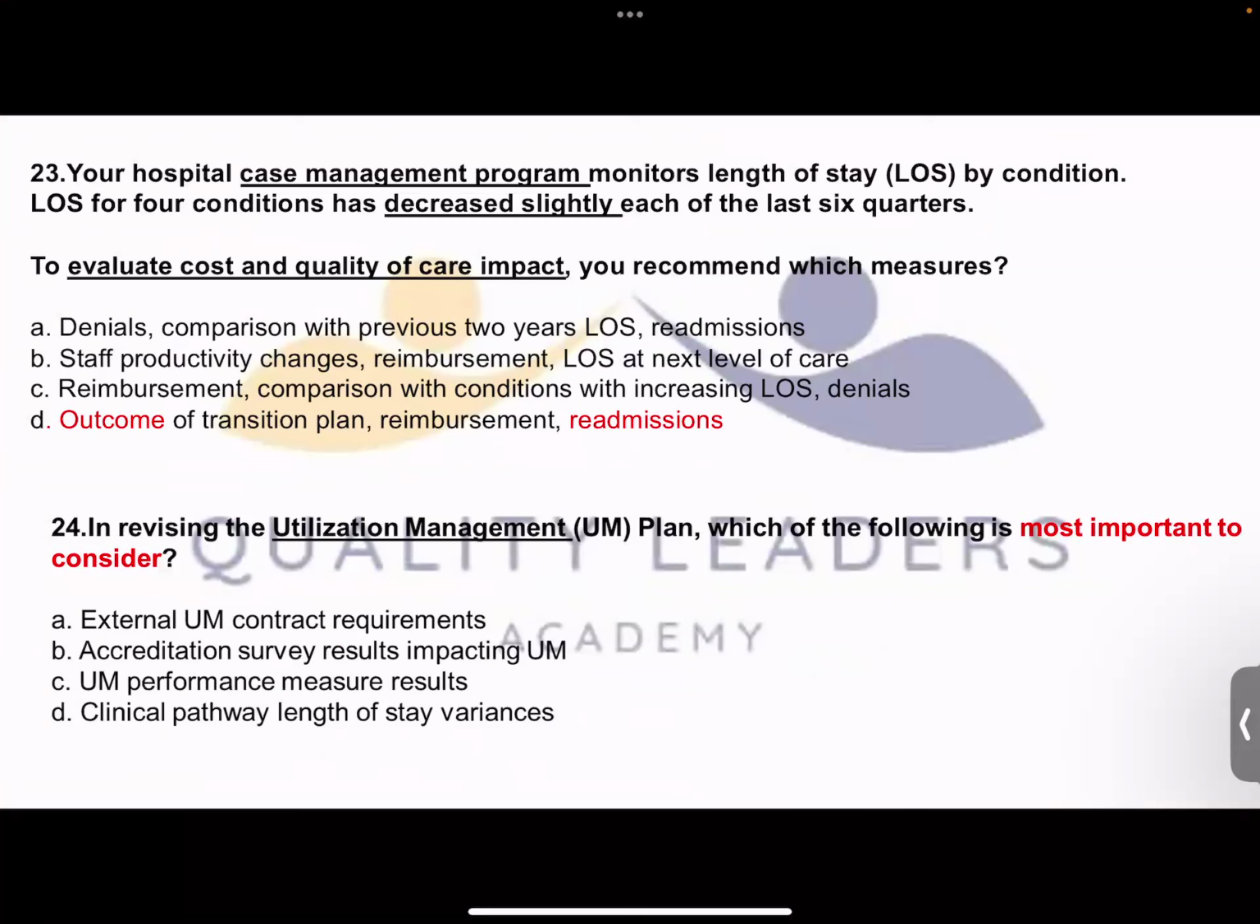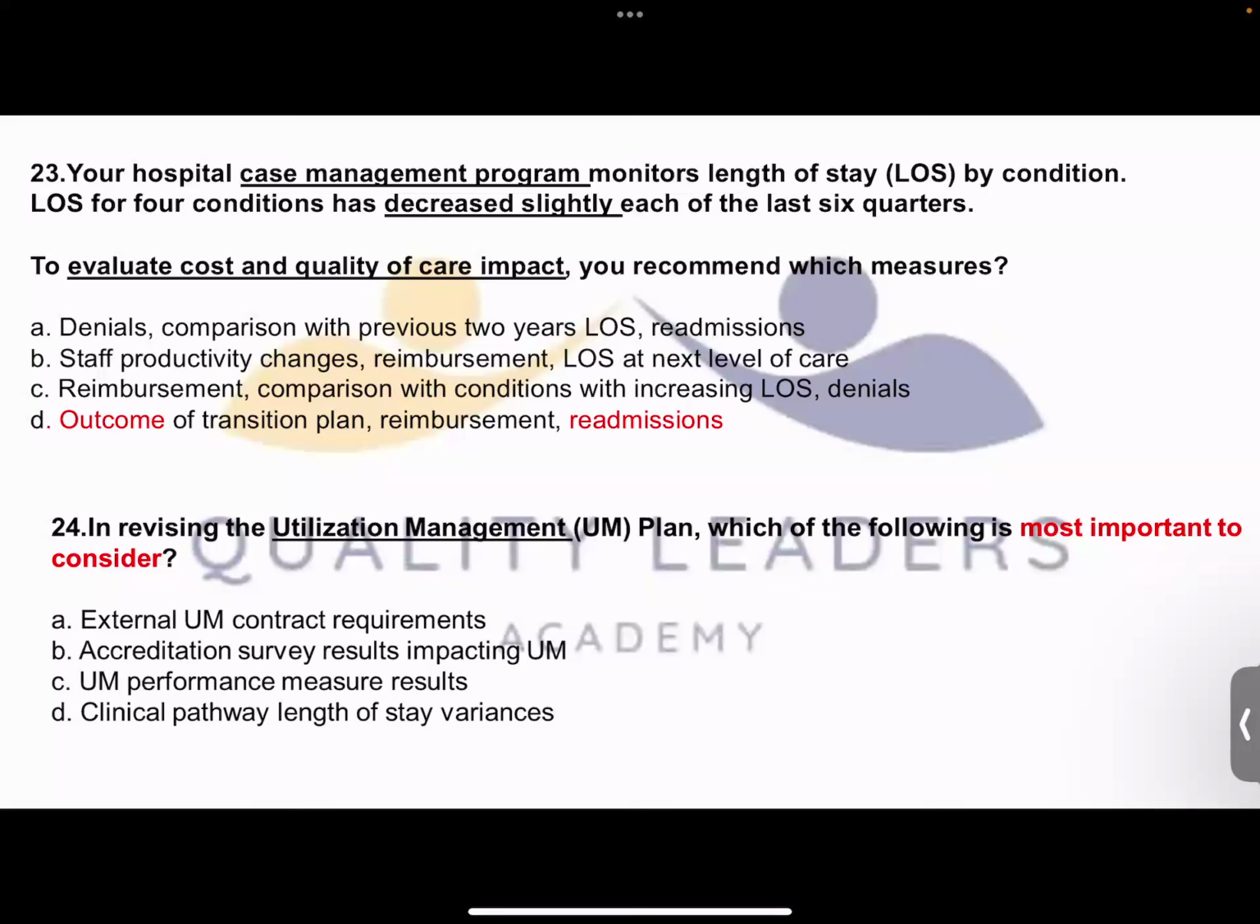Okay. Bismillah. Bismillahirrahmanirrahim. Number 23. Your hospital case management program monitors length of stay, or the LOS. By condition, LOS for 4 conditions has decreased slightly each of the last 6 quarters. To evaluate cost and quality of care impact, you recommend which measures? The question is asking you to determine what metrics or measures should be used to evaluate the effects of a slight reduction in the length of stay for patients in a hospital.